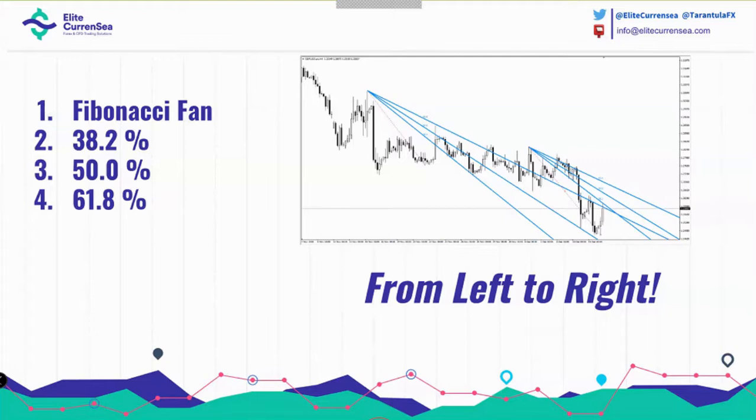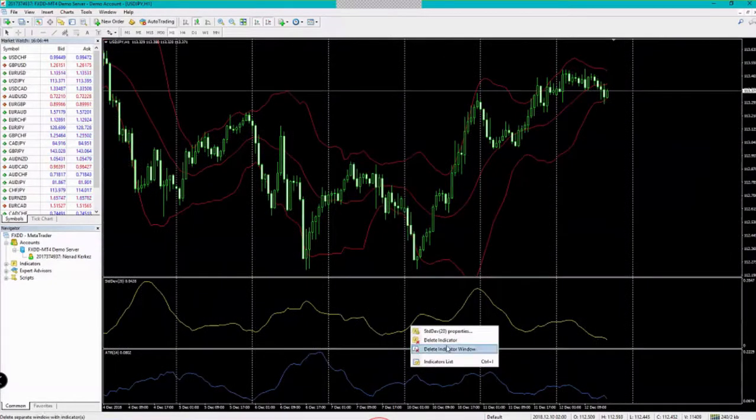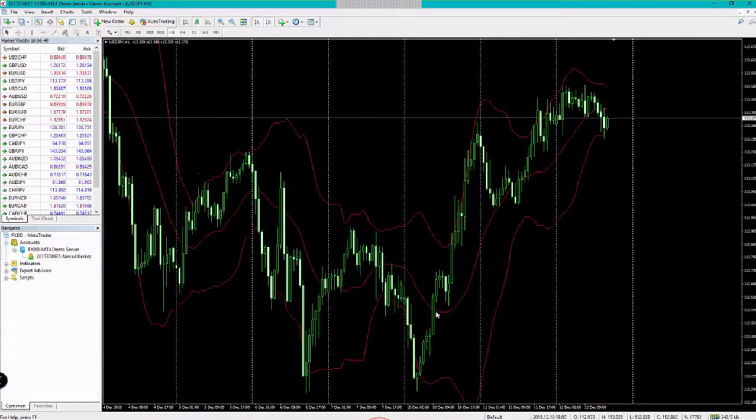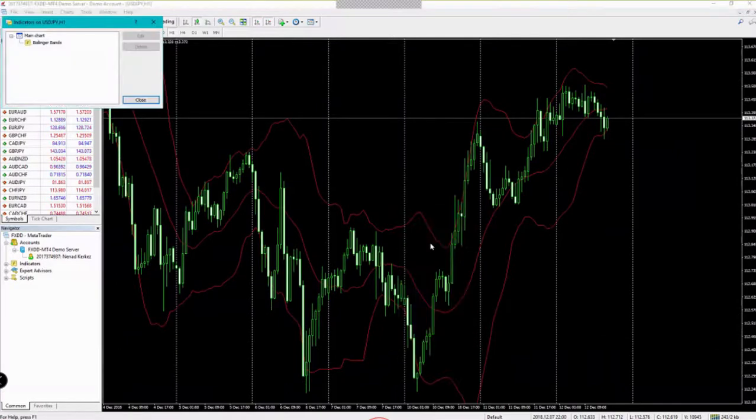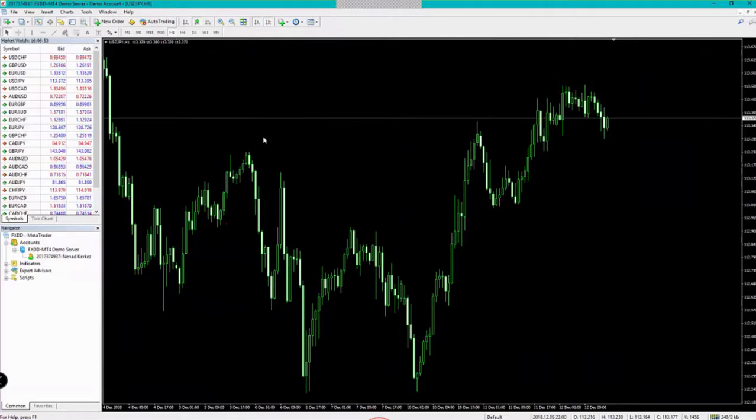Okay, so before we start, let me just show you the screen. Okay, and we'll show you how you can actually use this Fibonacci fan trading method. Okay, let's do it here. And you can remove, this is the default template on every MT4, so you can remove all of this and leave it basically as it is.